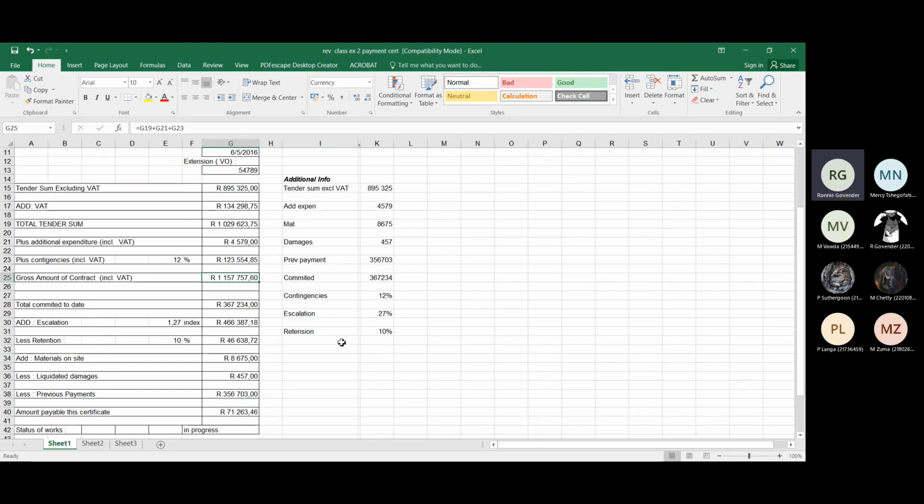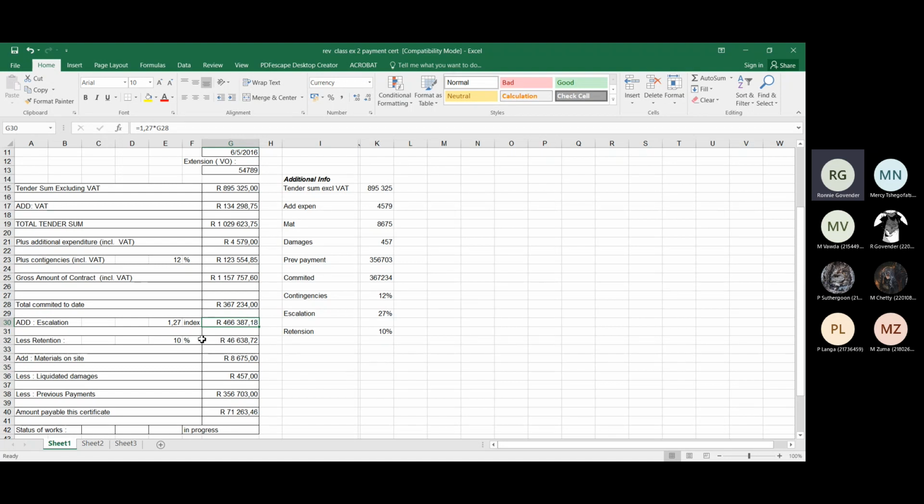Add your escalation. Escalation of 27% means that it's going to be 1.27 times the actual amount, because 27% more means 1.27. You'll notice that my escalation is going to be 1.27 times the total committed to date, which is 367, means that my amount with my escalation is going to come to 466. So although we're saying the total that we're claiming to date, total committed, is 367, plus your escalation means that the client is actually going to be paid 467 in total, because with escalation, you get indices on a monthly basis, and every time you get a certificate, you use the current month's escalation.